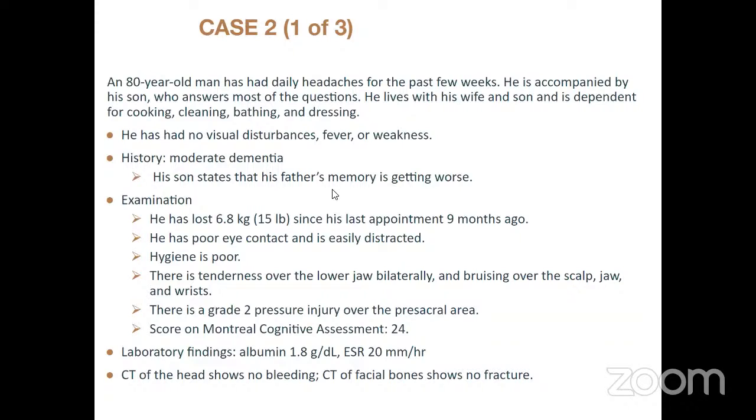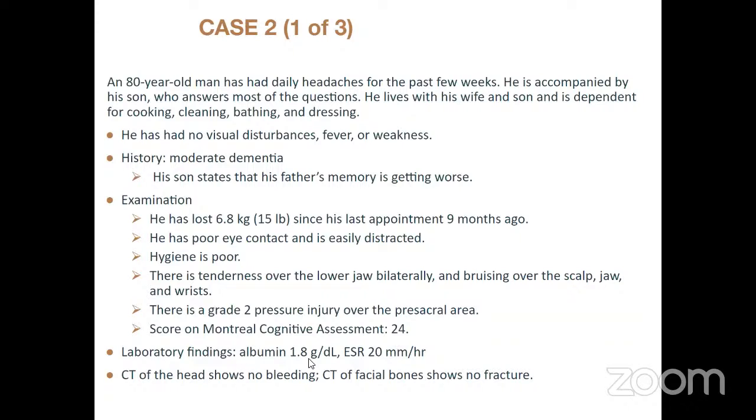His son stated that his father's memory is getting worse. On examination, we found that he has lost 6.8 kg since his last appointment 9 months ago. He has poor eye contact and is easily distracted. Hygiene is poor. There is tenderness over the lower jaw bilaterally and bruising over the scalp, jaw, and wrist. There is a grade 2 pressure injury over the presacral area, and the score on the MoCA is 24.